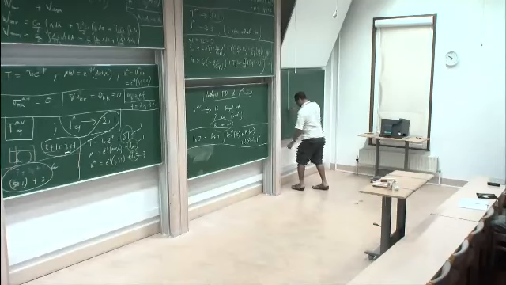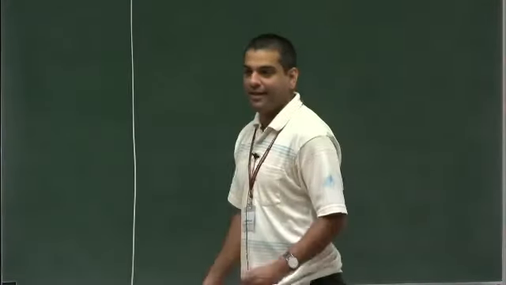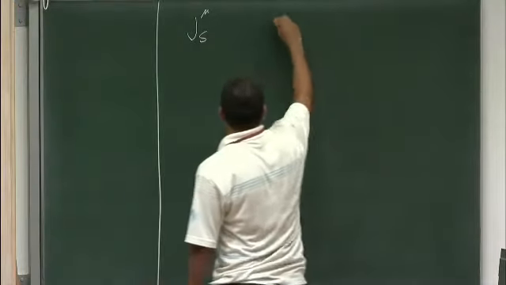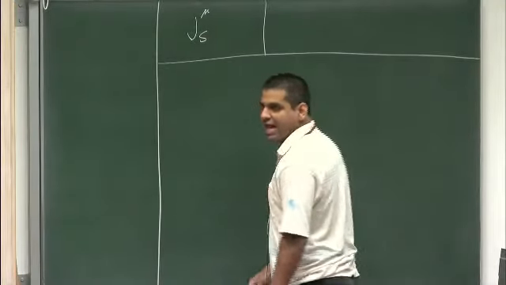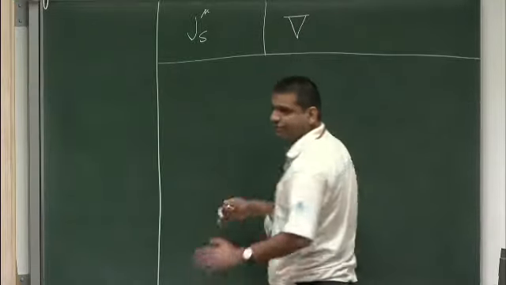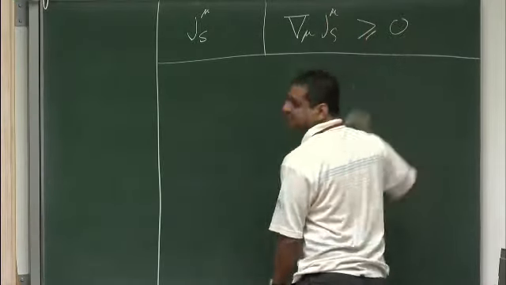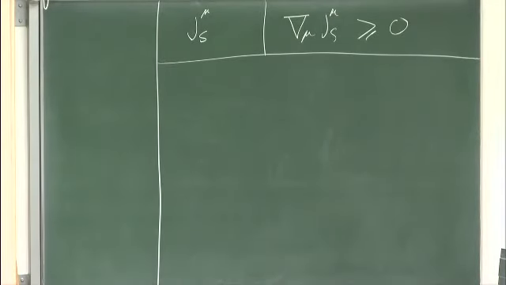How will you write down the local form of the second law of thermodynamics? One way of doing it is to assert the following: that there exists an entropy current, J^μ_s, such that in every conceivable fluid flow, on every conceivable background, ∂_μ J^μ_s is greater than or equal to 0. So that locally, in any local region, entropy is always produced and never destroyed.